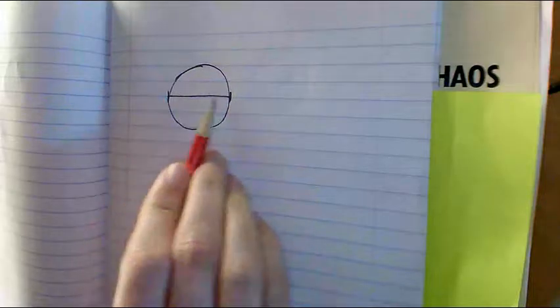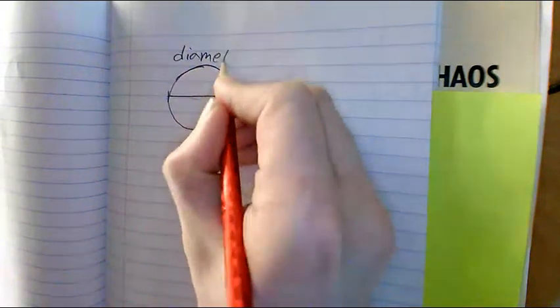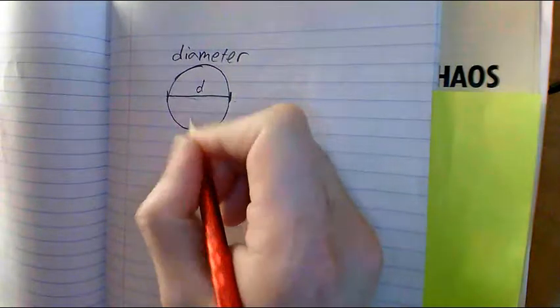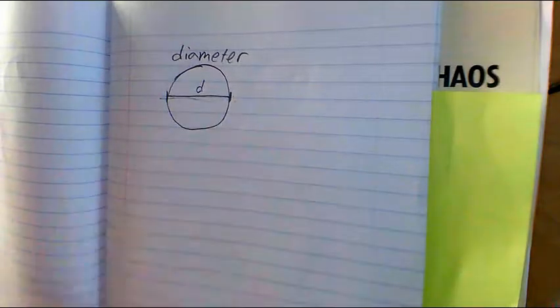Now, there's two ways that I can measure a circle. If you're a plumber, you want to know how wide the circle is. Just like that. So I'm talking about the width of a circle. This is called the diameter. All right, so that's diameter, and we'll just write a little d for diameter. So diameter is the total width of a circle.